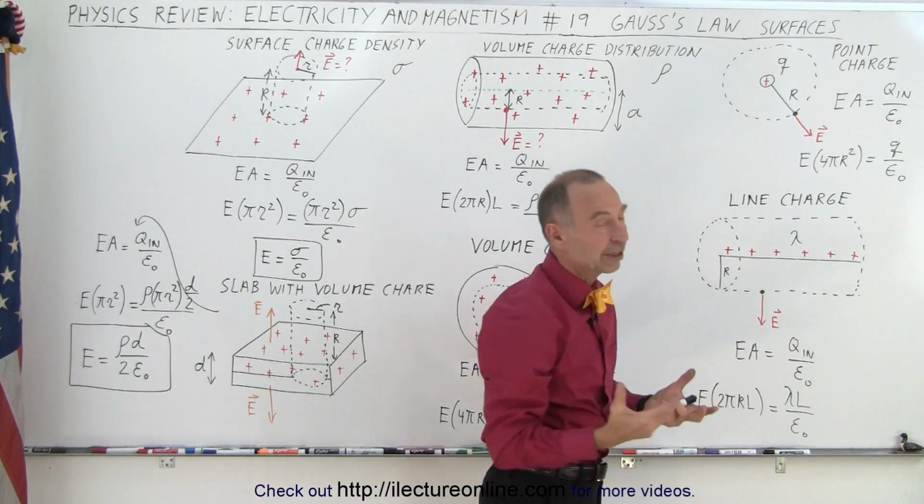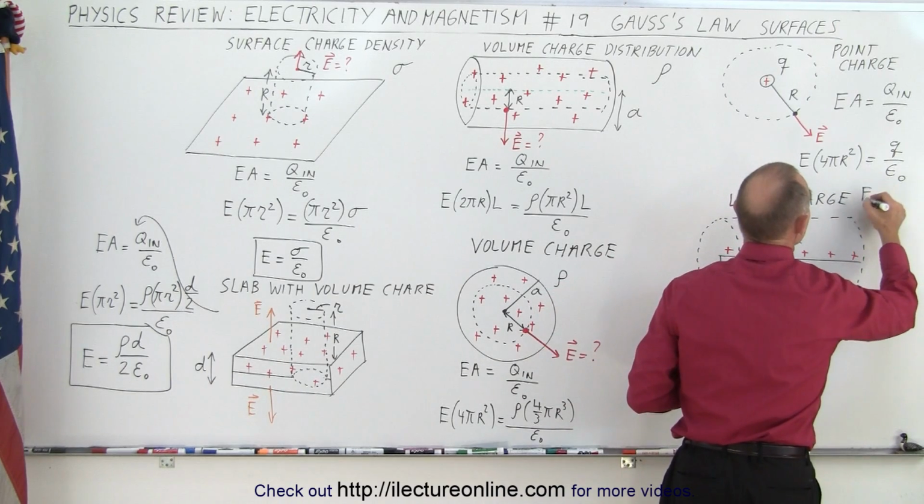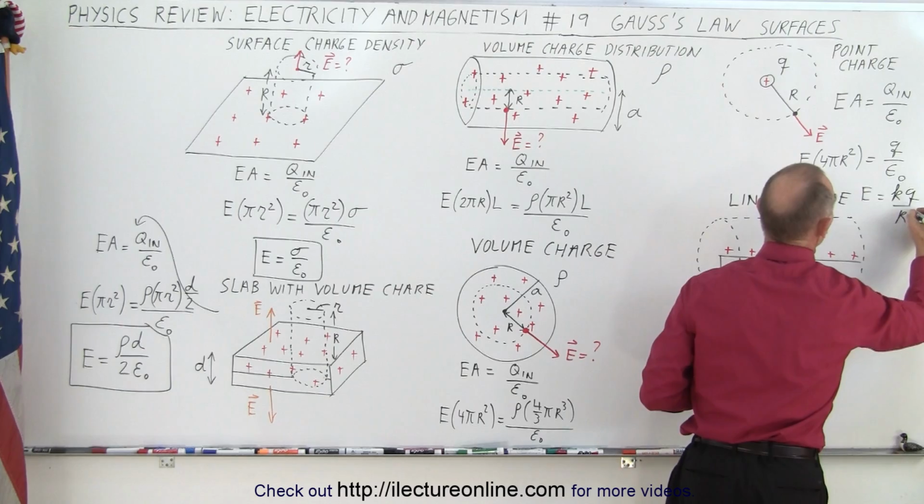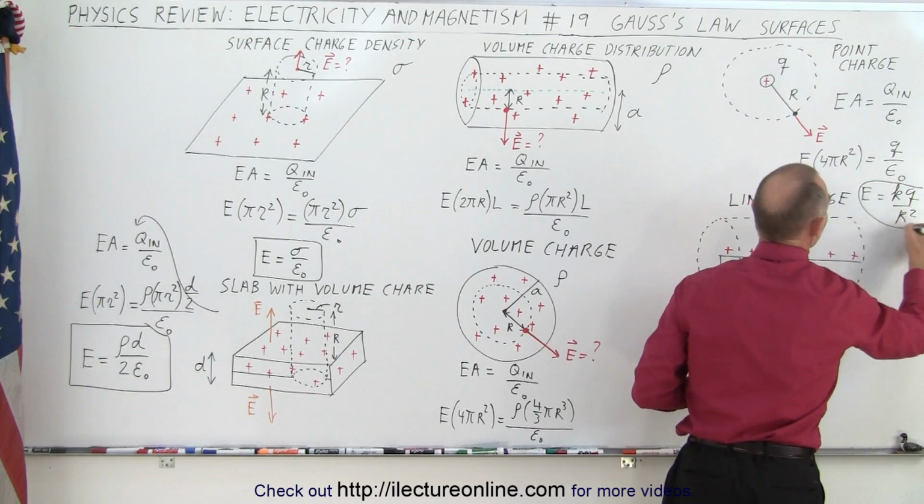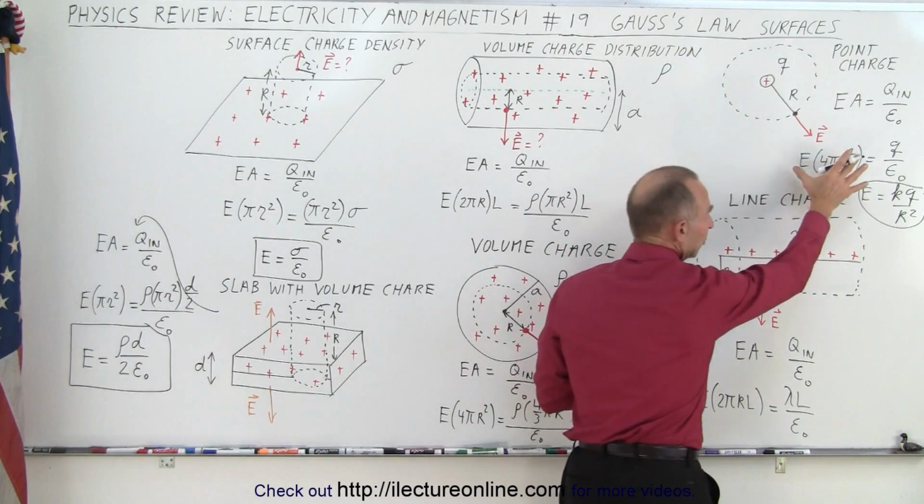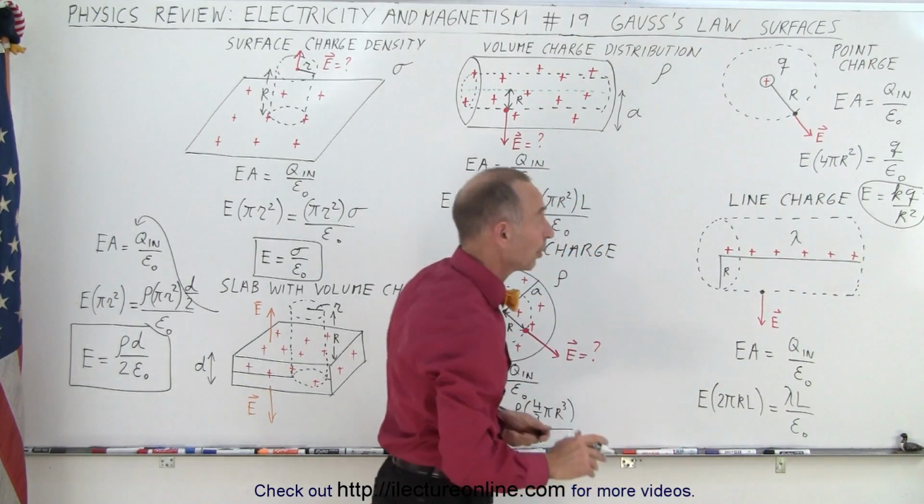And then if you solve for that, you end up with E equal to kQ over r squared. So that's what this becomes if you then solve for the electric field. But that's not important, just the setup is most important. You get to this point, and this is just simple algebra to get to that point.